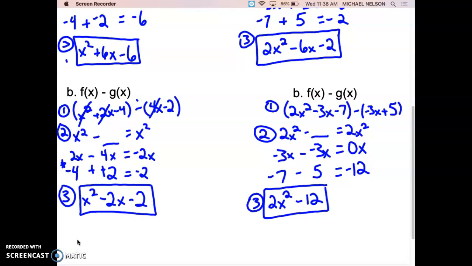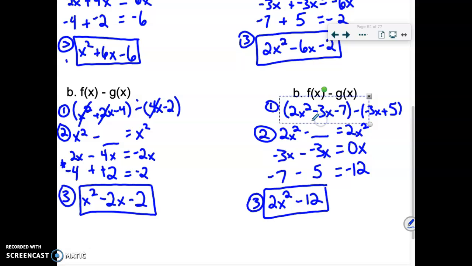All right, at this point, you should have paused the video and tried subtracting your two functions from each other. I've listed out my steps. Step 1, I wrote out both functions. Step 2, I started to combine like terms, in this case via subtraction. A couple things to notice. The negative 3x here and the negative 3x here.